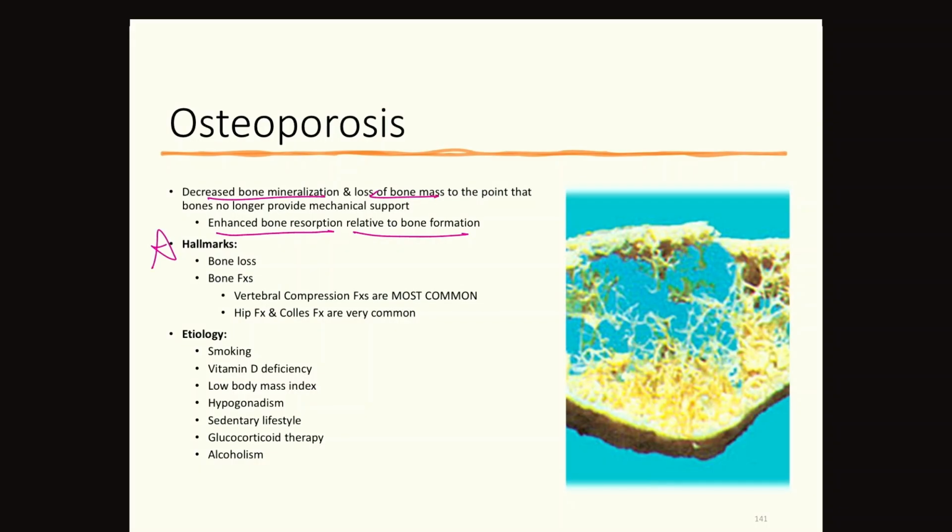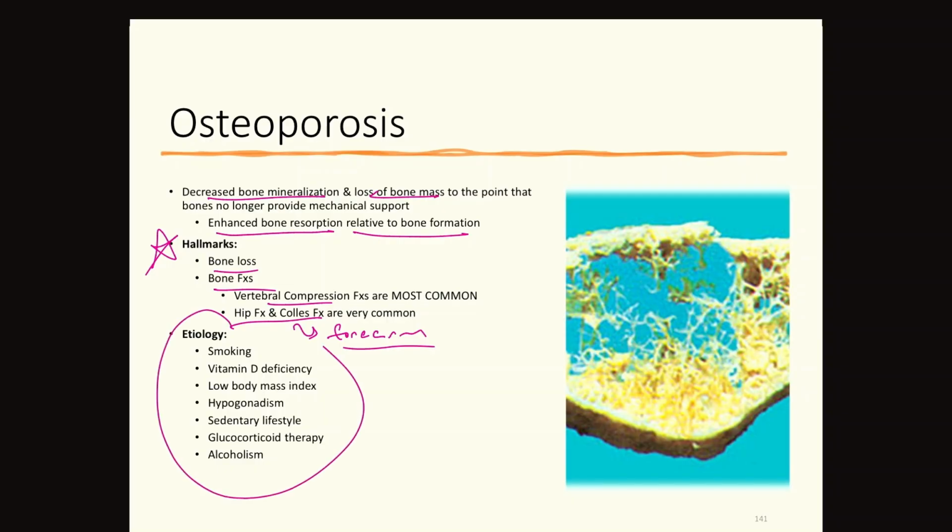So hallmarks of osteoporosis: bone loss, bone fractures, common areas, vertebral compression fractures. Okay, the bones are weaker now, compressive forces, they collapse and they get smaller. Hips and Colles fractures. Colles fractures are the forearm. Why do they break their forearms? When they fall, they try and protect themselves. They have their outstretched hand and they break that too. That's a Colles fracture or a boxer's fracture.